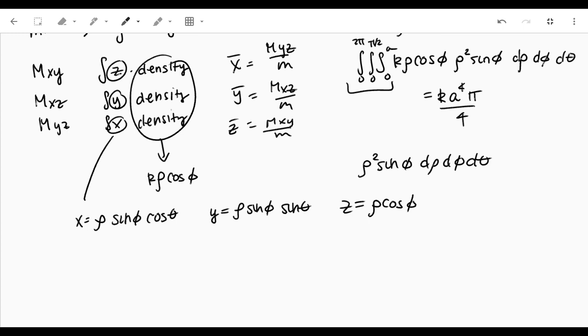Okay, so once you're all done with this, if you get x bar, y bar, z bar equal to 0, 0, 8a over 15, then give yourself a big pat on the back, because that's kind of a beast of a problem and you got it. All right, we're going to stop there and we will see you in class.